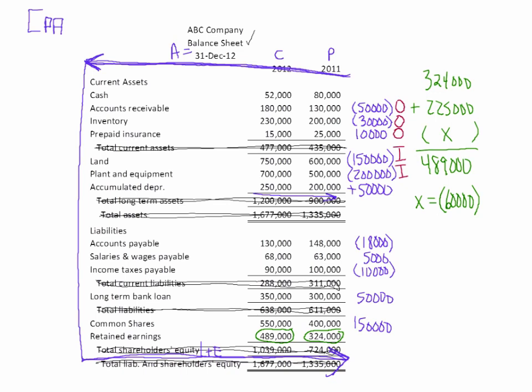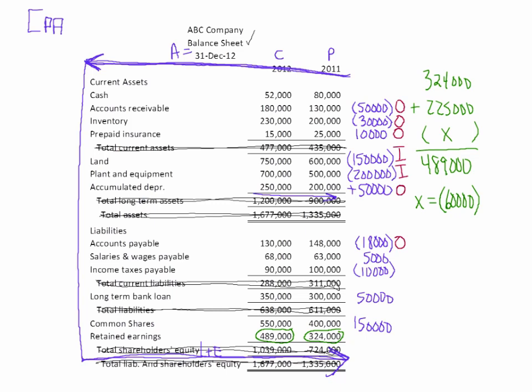How do we know it's O? Because a credit to accumulated depreciation results in a debit to depreciation expense, and depreciation expense is on the income statement, so it's an O. Accounts payable, absolutely, because a credit to accounts payable results in a debit to an expense account.